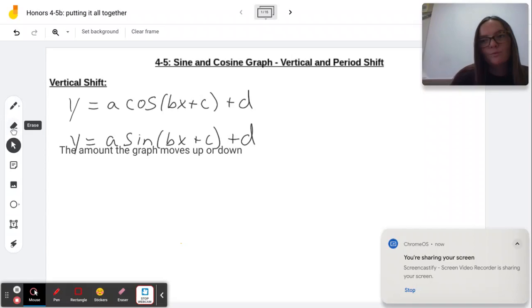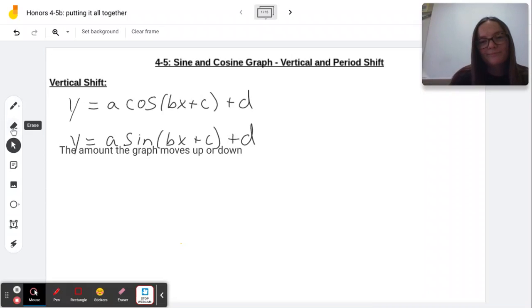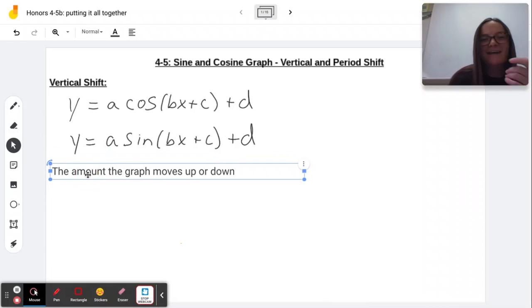Hey everyone, so what we're going to be going over today is basically vertical shift and phase shift.